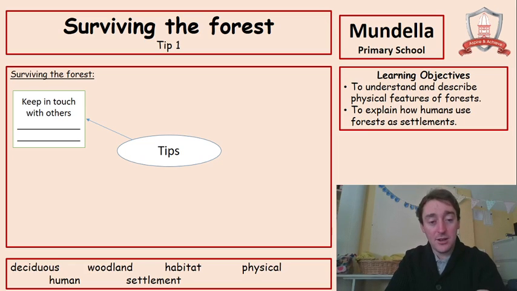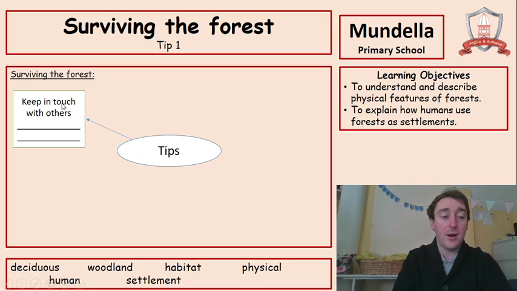Okay, so what we're going to do is make a mind map. In the middle of it, you can either put tips or surviving the forest, okay? And our first one is going to be keep in touch with others. So make a copy of that now. Once you've done that, we'll move on to tip 2.